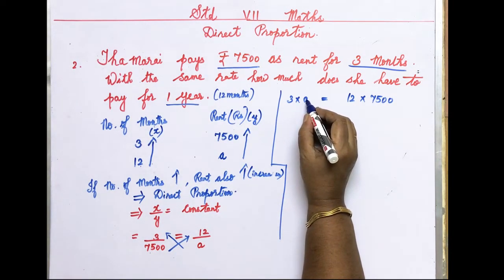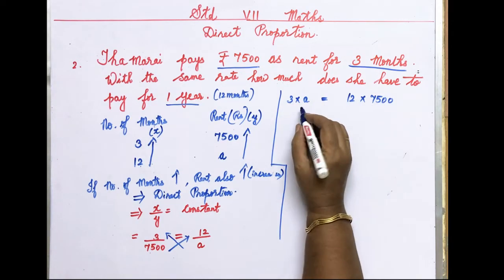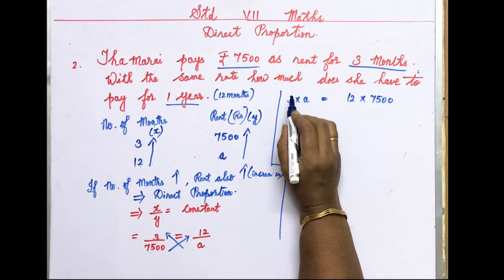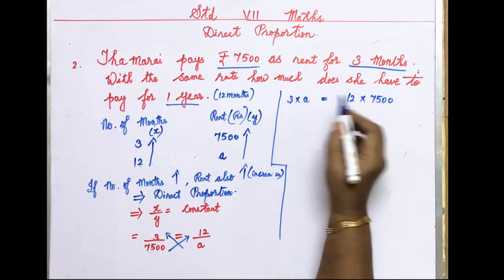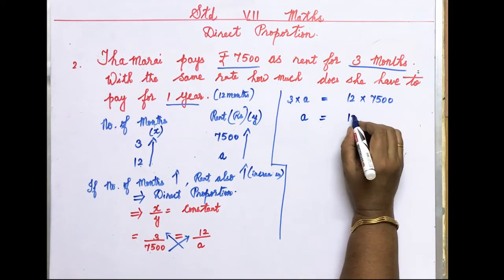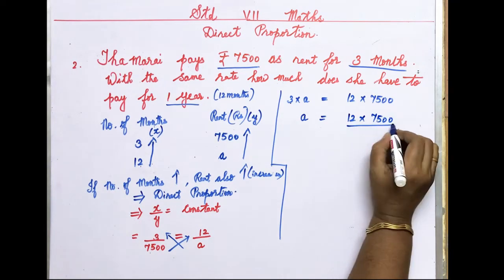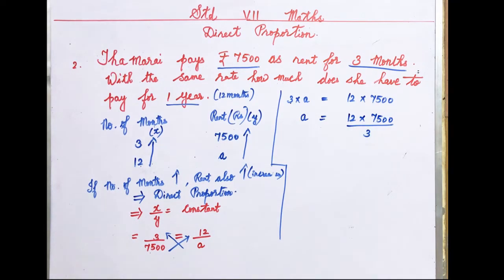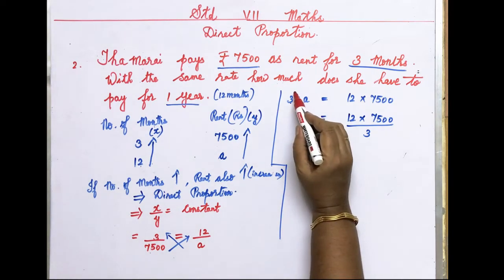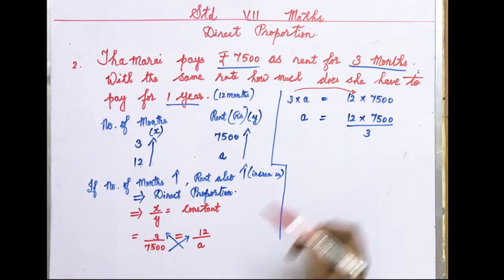We have to find out what? A. So we should take this constant to the right hand side. This 3 is in multiplication. When you take it to the right hand side, it becomes division. So a is equal to 12 into 7500 divided by 3. So this 3 we are taking to the right hand side, it will come to the denominator.